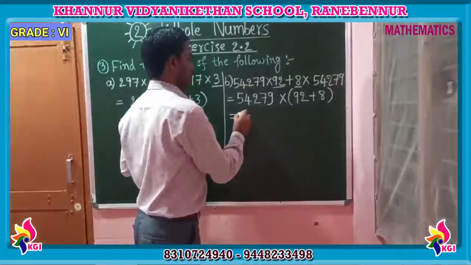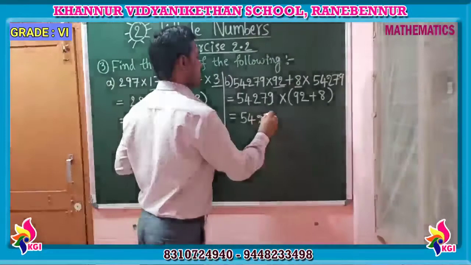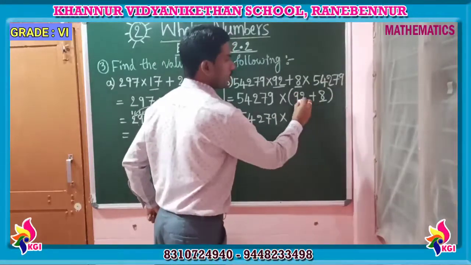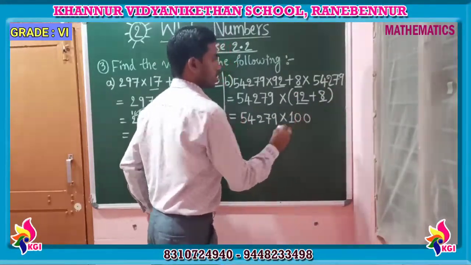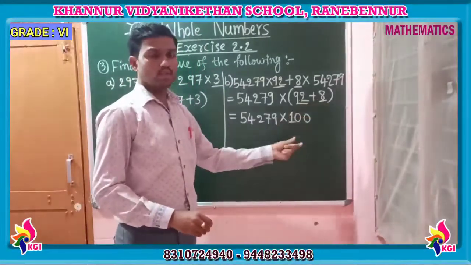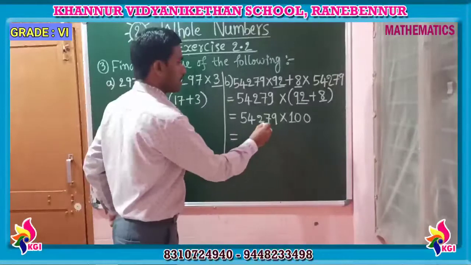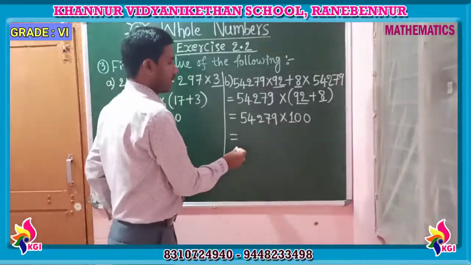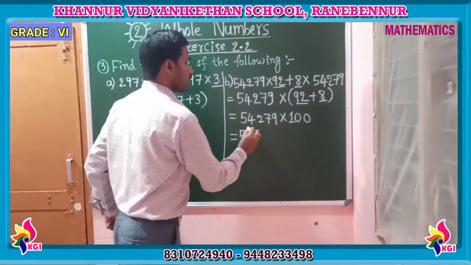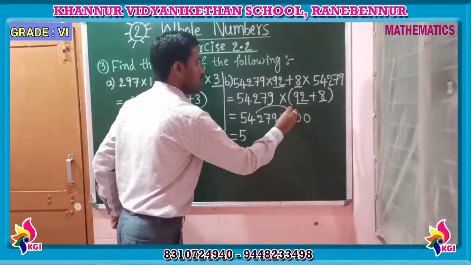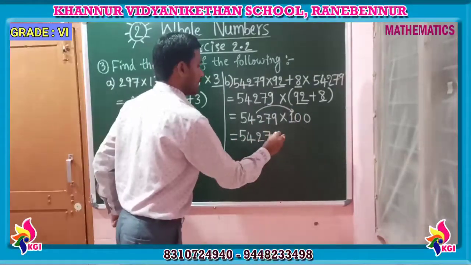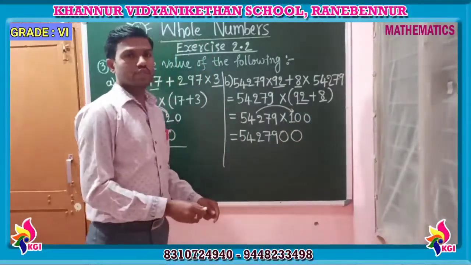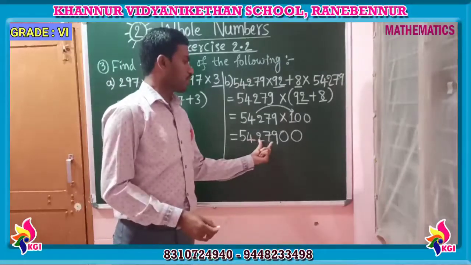Now 54,279 write as it is. Then into add these two numbers. 92 plus 8 is 100. Correct? 92 plus 8 is 100. Then in the third step you can multiply this 100 into 54,279. So 54,279 ones are 54,279. After how many zeros are there? 2 zeros are there. You write 2 zeros in front of this 54,279.